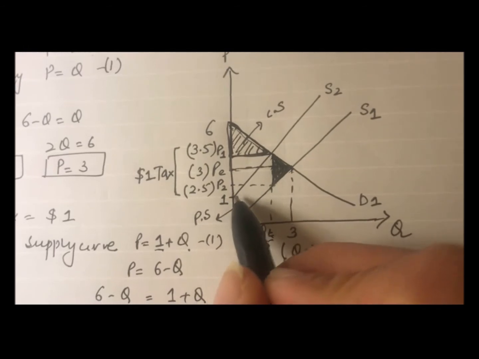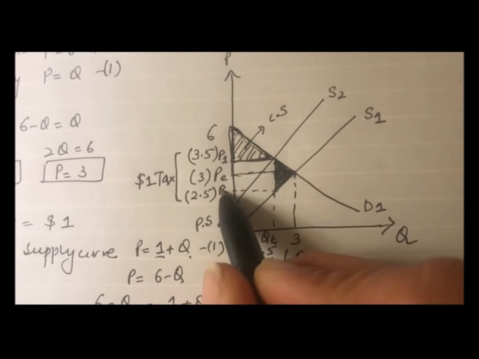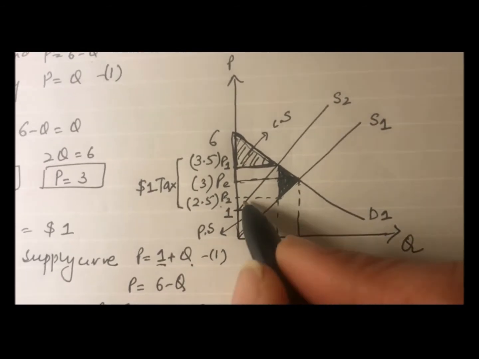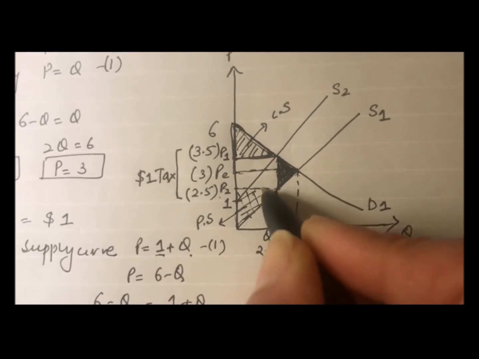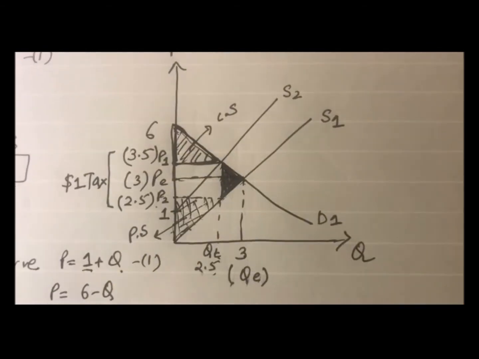And after the imposition of the tax, the producer's price decreased to P2. Therefore, our producer surplus also decreased to this shaded area. So this is the new producer surplus.